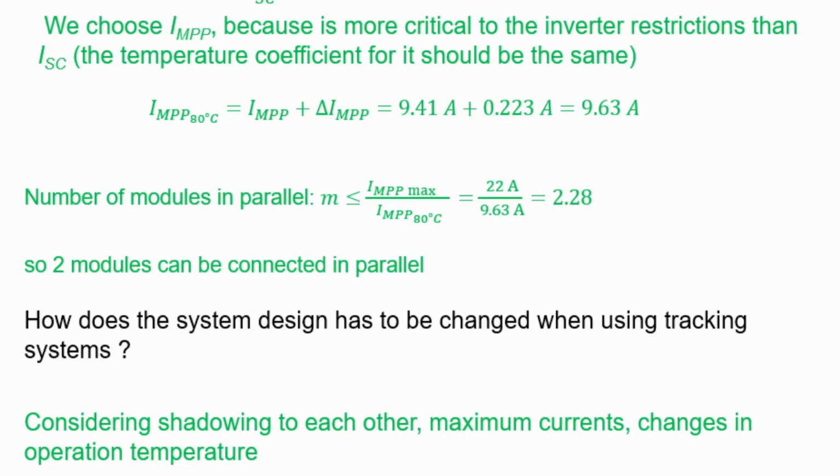So the last question is how the system design has to be changed when we use tracking systems. Yes, considering shadowing of each other, the maximum current has to be considered, and the changes in operation temperature may also cause a difference.